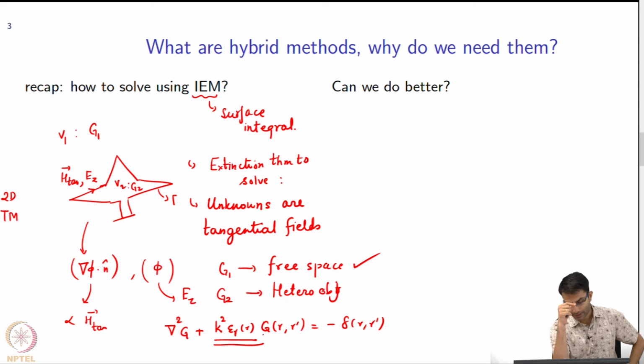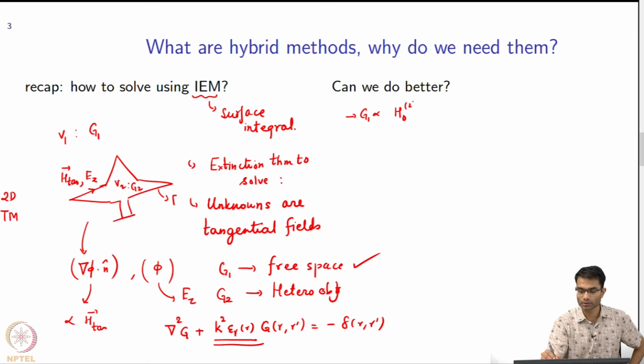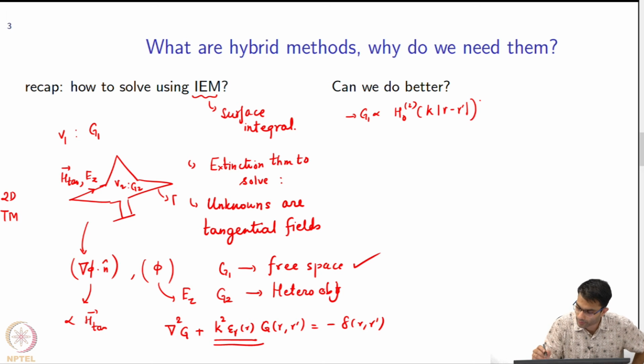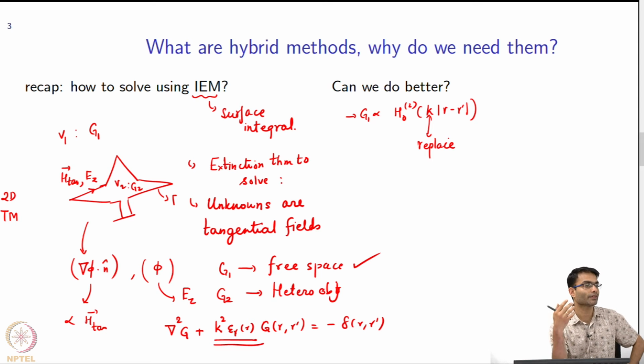Right, okay, so I should clarify this. In the surface integral formulation which we have studied in the previous modules, the second object, that was volume 2, was a homogeneous object. So for free space, what was my Green's function? G1 was of the form Hankel function of k times r minus r prime, with some constants. When the medium changed but remained homogeneous, I could replace this k by the k of that medium. But if the medium is heterogeneous, not homogeneous, then k has no meaning.